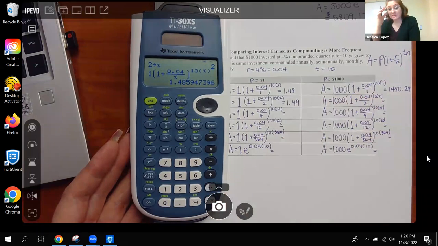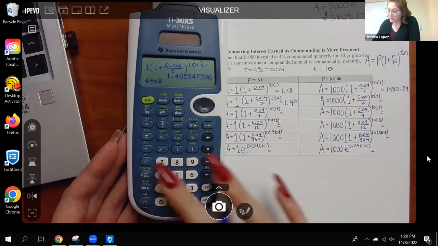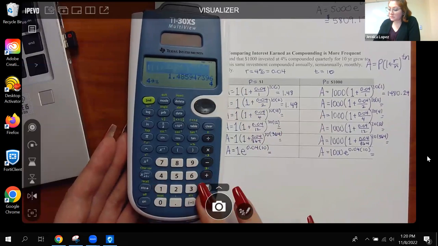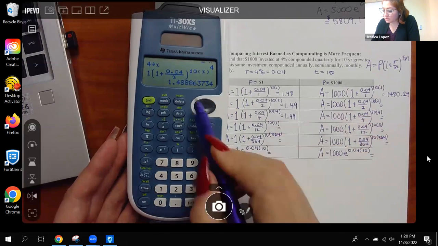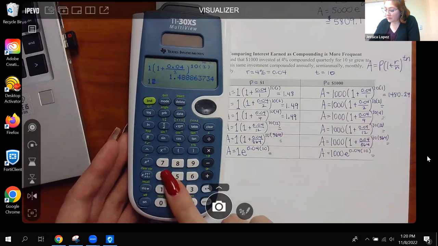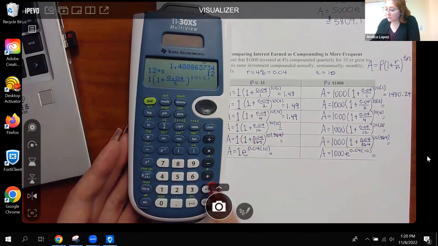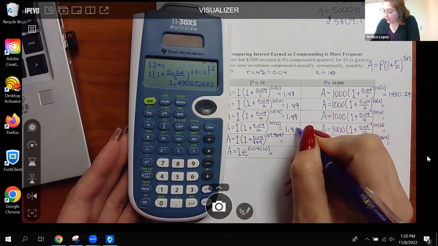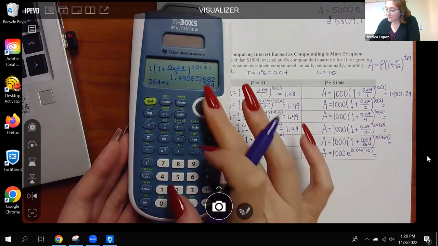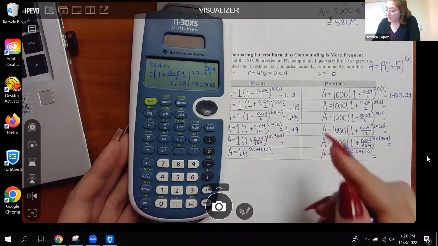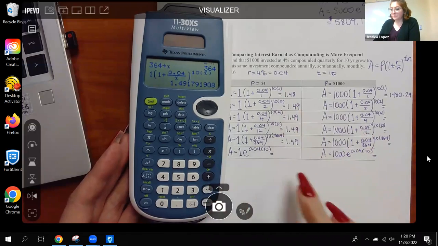And now I have 49 cents because of the 5 after the 8. Now I'm going to do 4 store X. And I get 1.49 again. It's just an 8 that changes that 8. Now we're going to plug in 12. And I get 1.49 again. And then 364. And I get 1.49 again. So we'll do this one later so you could see the comparison, okay?